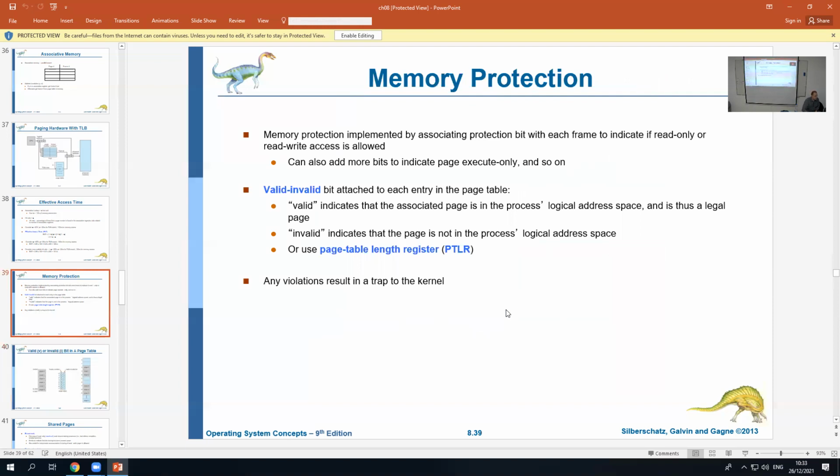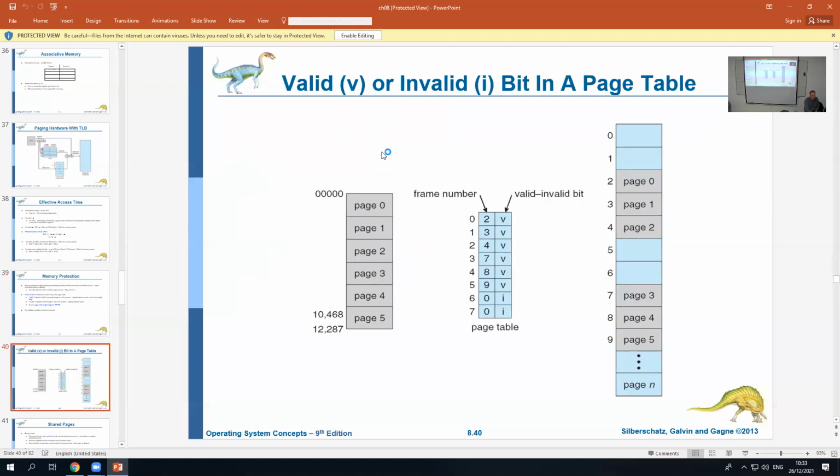So what did he write here? This is the previous slide to introduce what we just saw. Memory protection implemented by associating a protection bit with each frame to indicate if read-only or write-only access is allowed. Because remember, it could also be more complicated than just valid and invalid. It could also be that you're allowed to read it, but you can't write to it. Because it could be a function that's shared between 2 different processes. And then they both can read it, but they can't change it.